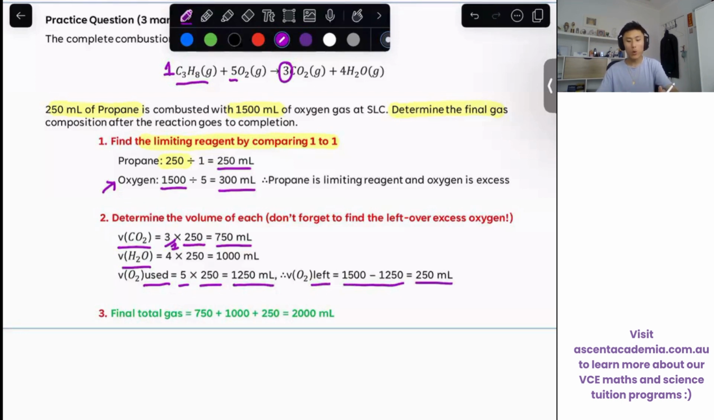So last bit, the question asks me to find out the final gas composition. That means the total gas that's left over after the reaction has gone to completion. So I would have to add up all these values, and if I do that, I'm going to get 2,000 milliliters.